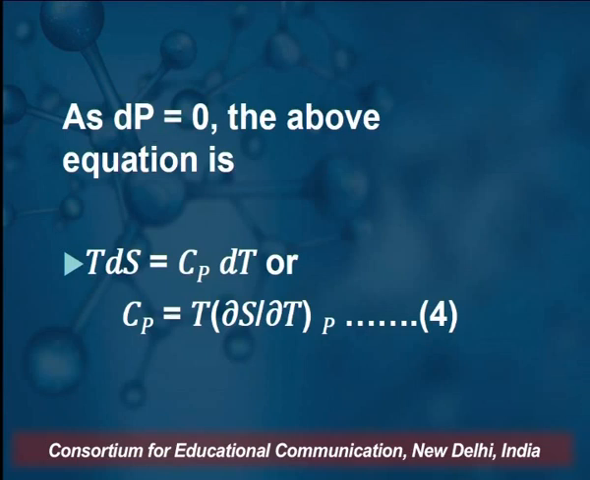Now, since we are considering an isobaric process, dP is equal to 0, and the above equation becomes TdS is equal to Cp dT, or Cp is equal to T times (∂S/∂T) at constant pressure. Call this equation 4, and equation 4 is well known and has been used before in the lectures also.